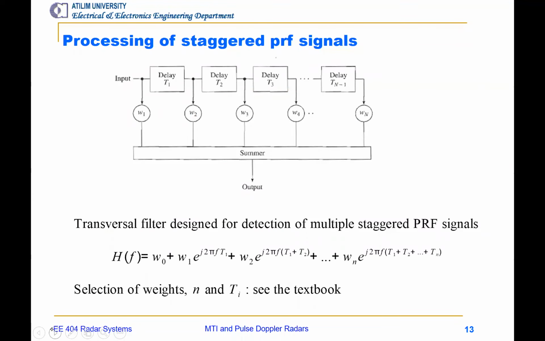Okay, so how do we process staggered PRF signals? You might remember this slide from the previous lesson. This was a delay line canceller system, sometimes called a transversal filter. We have an input signal here, x of t. It's not delayed, it's weighted by omega 1. And then it's delayed by t1, and then weighted by omega 2. And then delayed again, t2, and then omega 3.